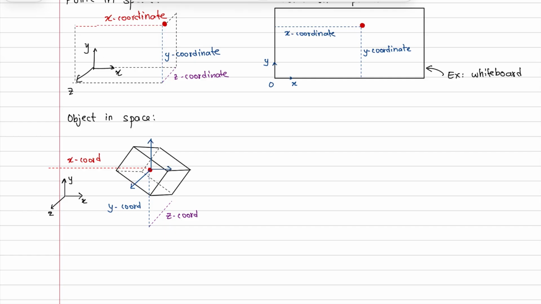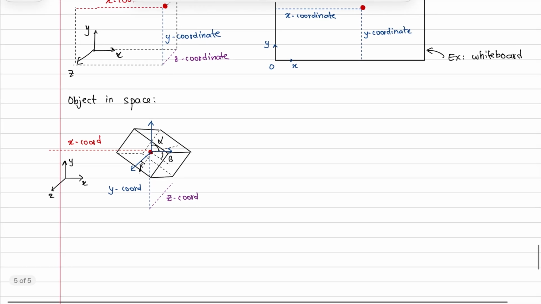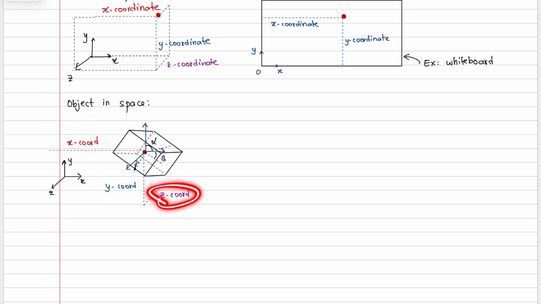This here is the unit vectors of your reference frame, and now you have angles that are associated with the object. This here, and this here, and you will get angles with respect to each. So alpha, beta, gamma. So you need 6 different variables to fully define this 3D object. So you have the x coordinate, y coordinate, z coordinate, and alpha, beta, gamma with respect to the different axes of your reference frame.